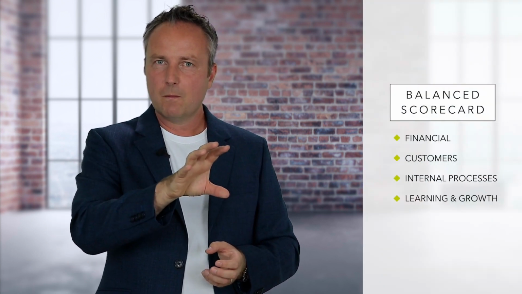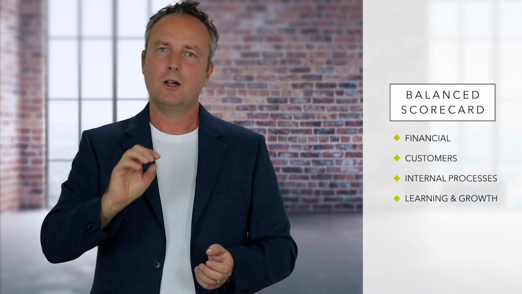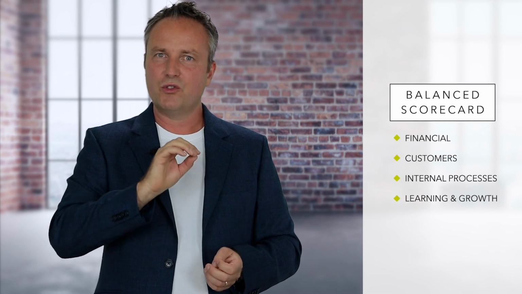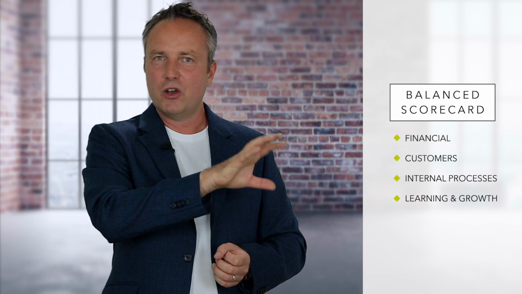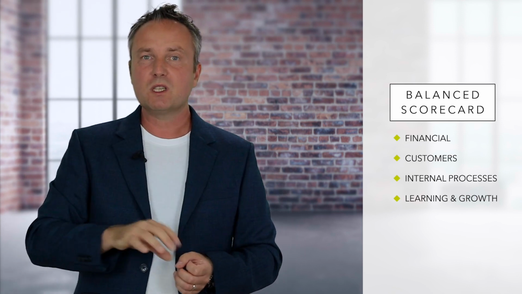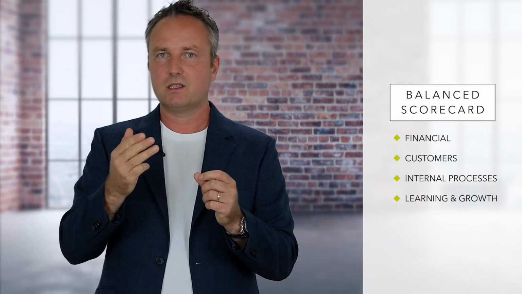areas are called perspectives. The theory behind this is that basically any organization needs to look at their financial performance, any performance related to their customers, any performance around their internal processes, and their learning and growth. So we've got 4 perspectives: finance, customers, internal processes, and learning and growth. So let's look at what these are.